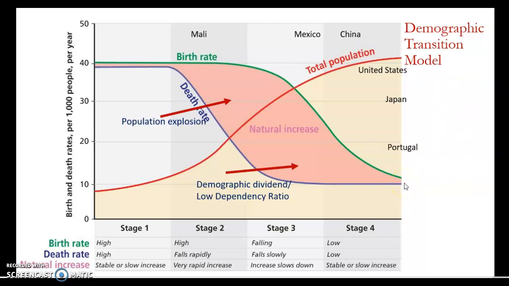So in stage 4, we see very small population growth. We see our TFR, our total fertility rate, come in line with the replacement level, and in some cases it drops below the replacement level. At the end of stage 4, our society encounters what's called graying of population. We have a high dependency ratio. As members of our older age cohorts in Japan, Portugal, and the United States move into retirement, we see an increasing financial burden on our countries to pay for those social services.